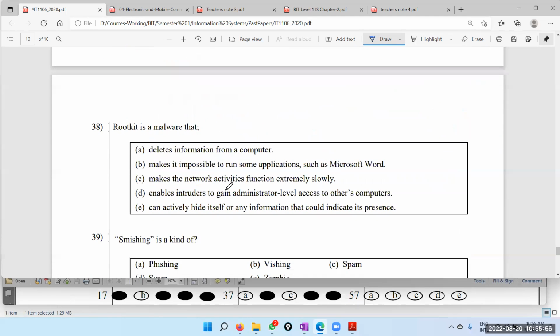38. Rootkit is a malware. So these are the new sort of concepts that are coming out. Okay.